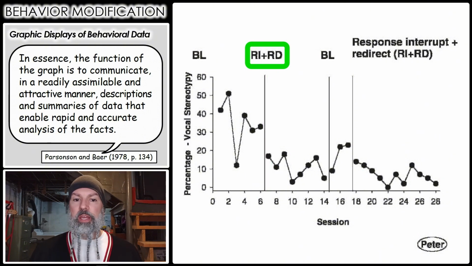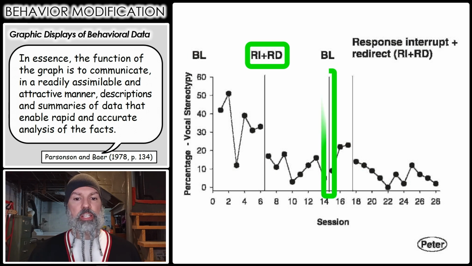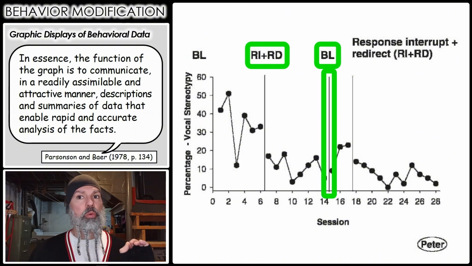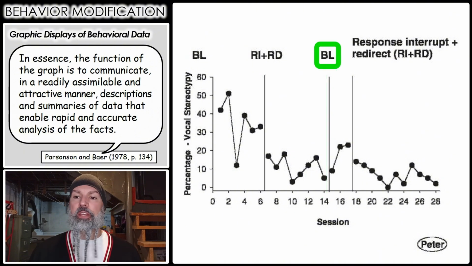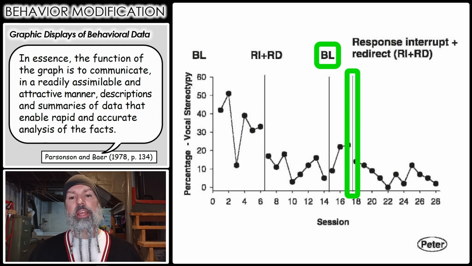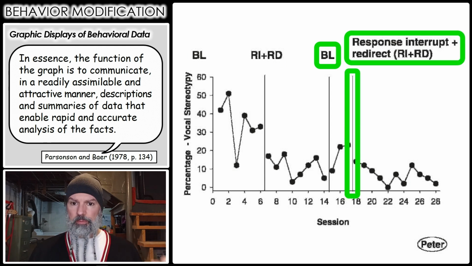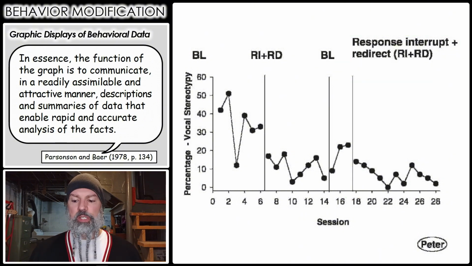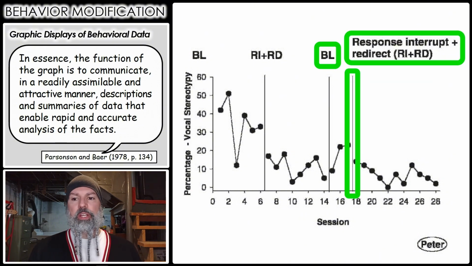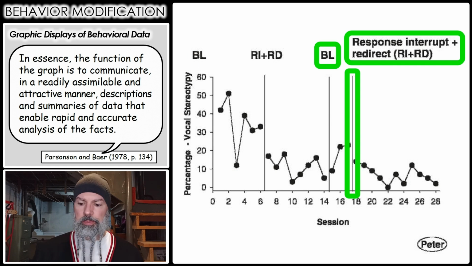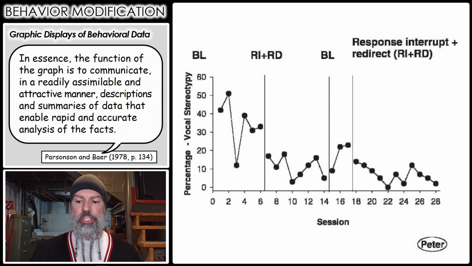And then that becomes the current phase. And then the next condition change line indicates when that phase ends. And we go back in this case to a baseline phase again, where the vocal stereotypy is not being treated. And then we have one final condition change line indicating when the final treatment phase begins, and now we have response, interrupt, and redirect, once again, treating the vocal stereotypy. So those are the condition change lines.